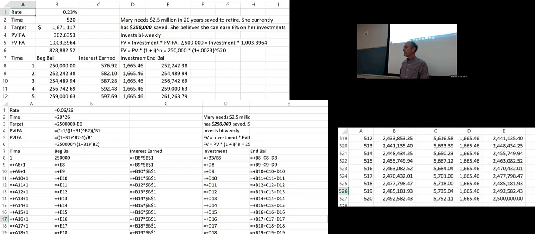So what's my beginning balance now? 250. If we did it right, she'll have her 250. What's the chances she'll have exactly $2.5 million? Very unlikely, right? What's the chance she's going to make exactly 6%? Very unlikely. So it's an estimate, plus or minus.